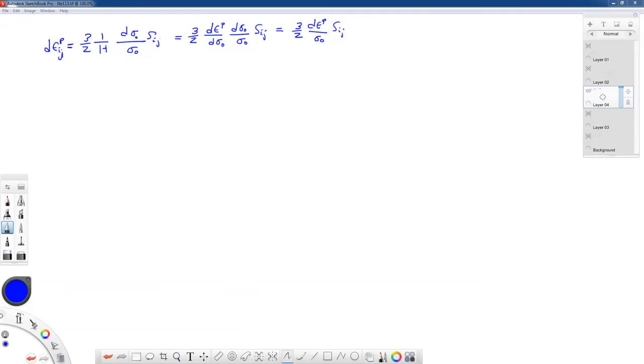Now at this point, it's helpful to remember what these terms are. Sij, of course, is our deviatoric stress components. The d epsilon ij p is our plastic strain increments. Sigma naught is our equivalent stress, in this case our von Mises stress. It's related to the size of our yield surface in our deviatoric stress space. And this d epsilon p comes from our equivalent stress strain curve.